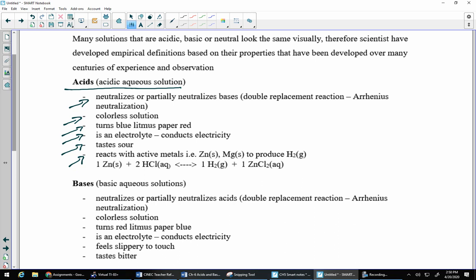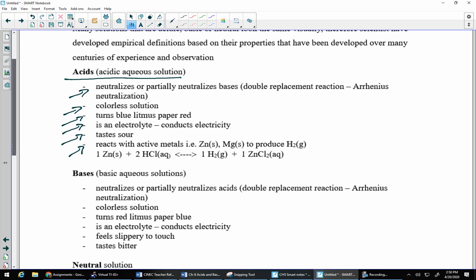I don't know if we actually made a hydrogen balloon and popped it in our class. Shoot, that's one thing we might have missed out on. Anyways, know those properties of acids.